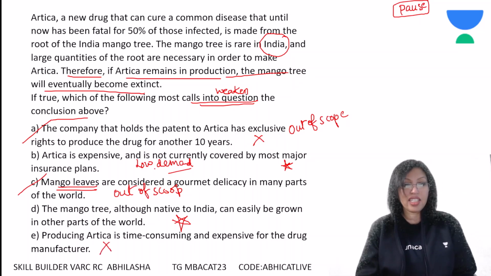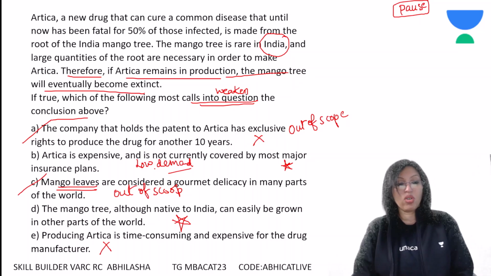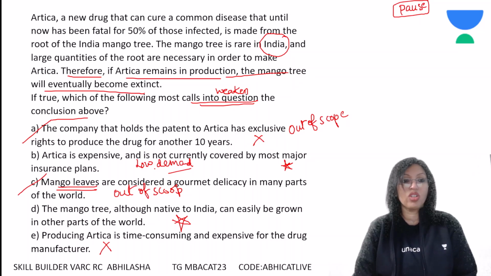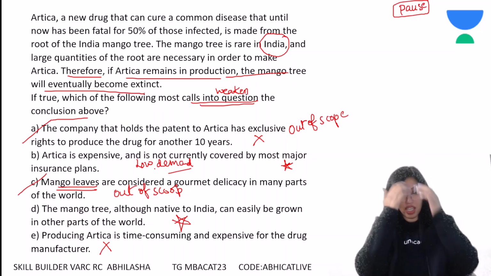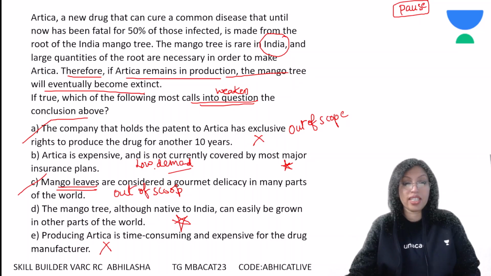Option D saying that mango tree can be grown anywhere else in the world. So it's not going to be rare and it's not eventually going to become extinct. B says it is very expensive and is not covered by most major insurance plans. So it's not going to remain in production and therefore the mango tree will not become extinct. You see, this also weakens it.